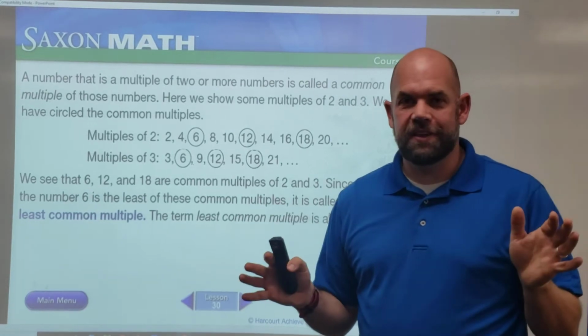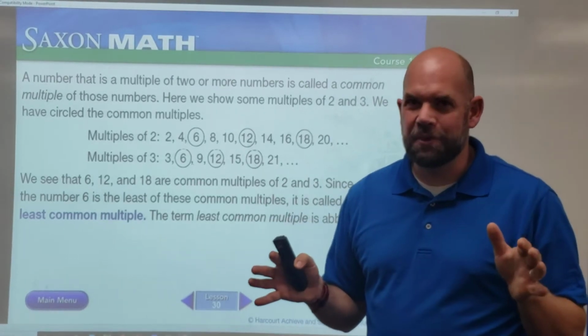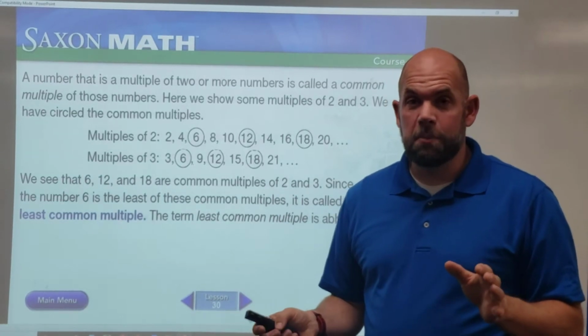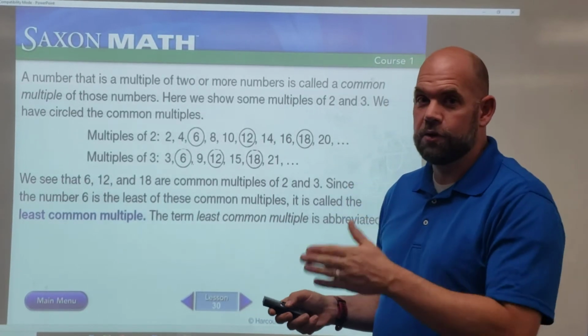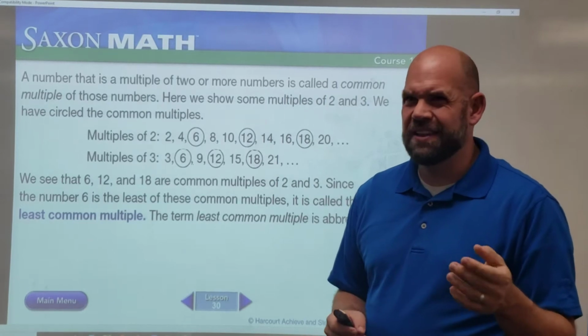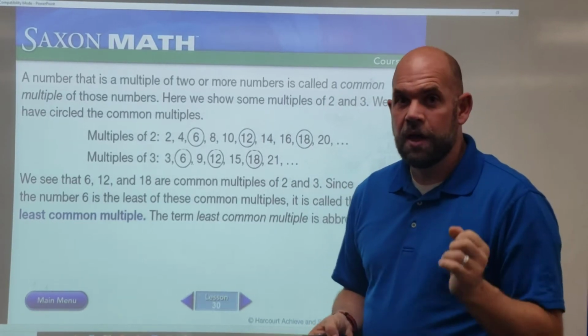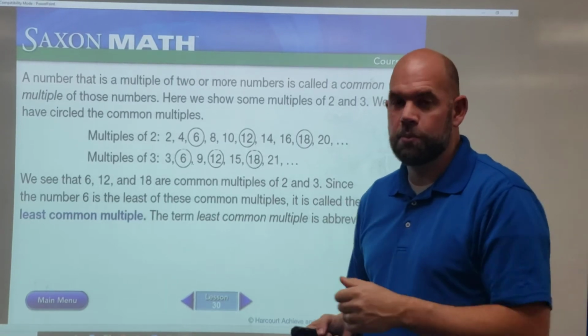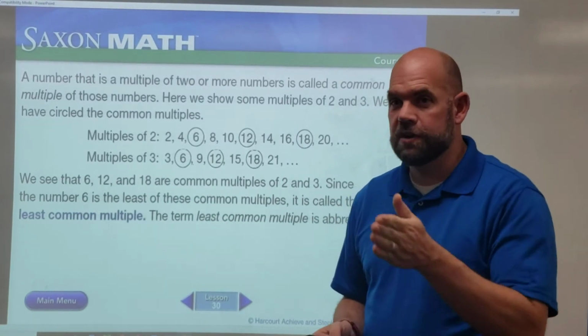This gets confused a lot with greatest common factor. Factors and multiples are different things. Remember, multiples are the numbers that it can go into. We practiced that back in lesson 25, I think, going through multiples, like multiples of 2 are 2, 4, 6, 8. Multiples of 7 are 7, 14, 21.